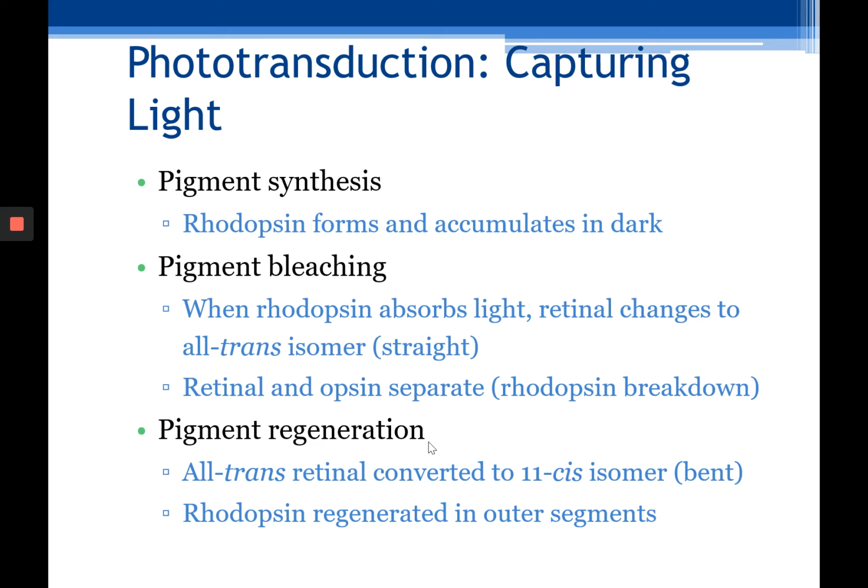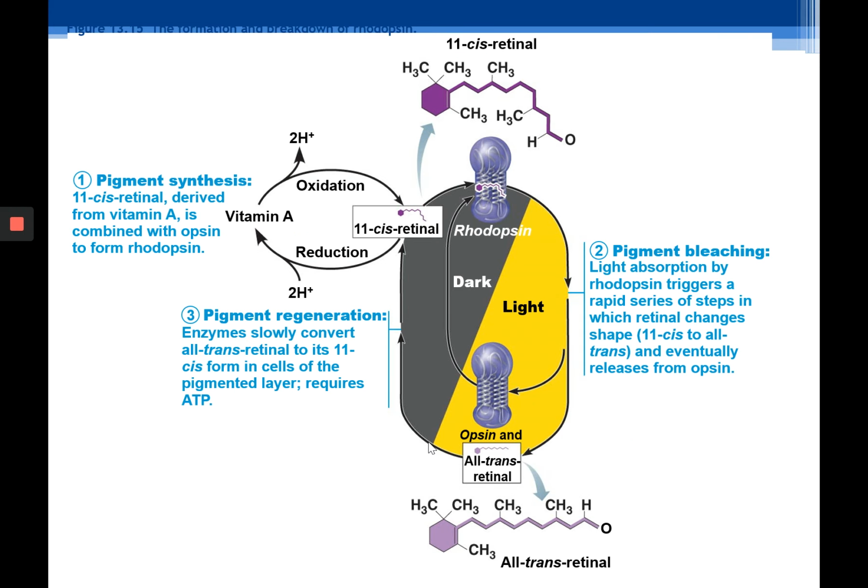But we have to first turn the all trans or straight retinal back into the bent form or 11-cis isomer. And those rhodopsins are going to be regenerated in outer segments, and then they'll kind of populate the rest of the segments. And that's what we're seeing here: those 3 steps: pigment synthesis, pigment bleaching, and pigment regeneration.